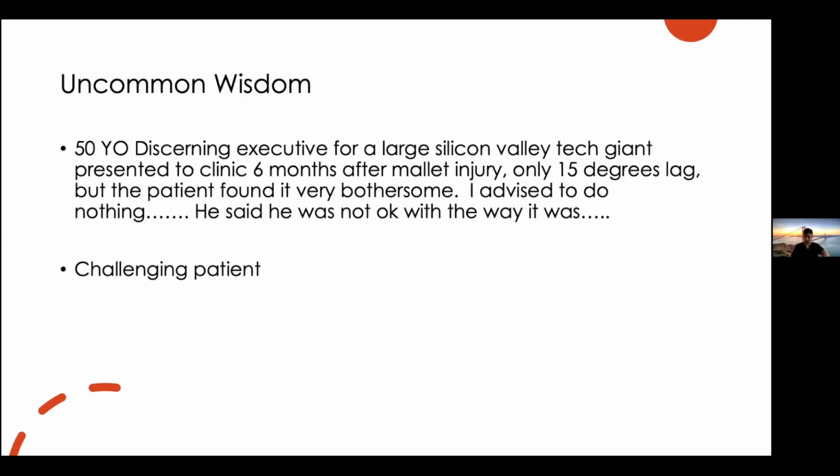This is a piece of uncommon wisdom. So I had a 50-year-old discerning executive for a Silicon Valley tech giant, and he presented to clinic 6 months after a mallet injury with only a 15-degree lag. But the patient found it extremely bothersome, and I advised him to do nothing. He said he wasn't okay with this. It was a very challenging patient.